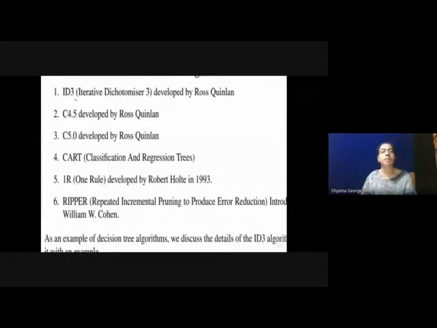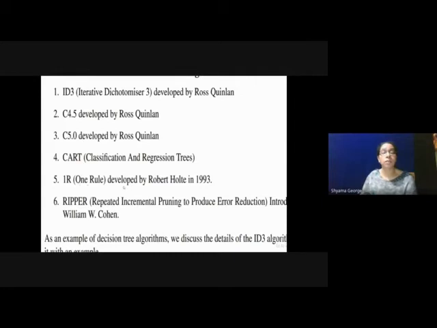So there are different decision tree algorithms. The names are ID3, expansion is Iterative Dichotomizer 3. This algorithm is developed by Ross Quinlan, and the same person developed another algorithm, C4.5. Then another algorithm, C5. One more algorithm for finding out the decision tree is Classification and Regression Tree, CART. Gini index is used as a selection measure in CART.